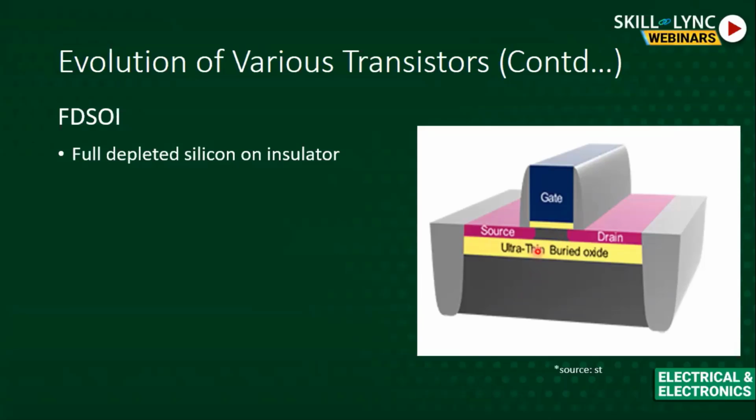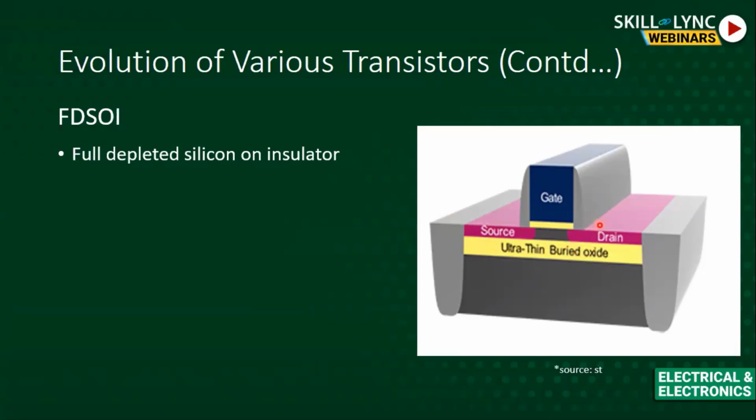Underneath that, you can see an ultra thin buried oxide layer. It is not present in the planar CMOS. It is present in the FDSOI technology alone, ultra thin buried oxide. We call it buried oxide because when we are fabricating this particular CMOS, we'll be adding one layer of ultra thin buried oxide.